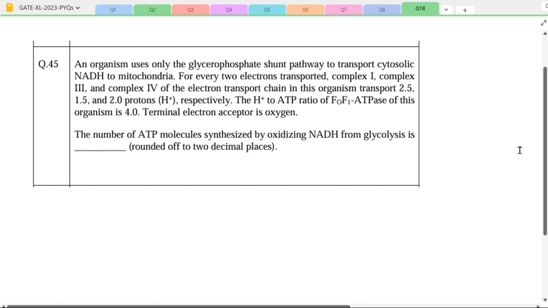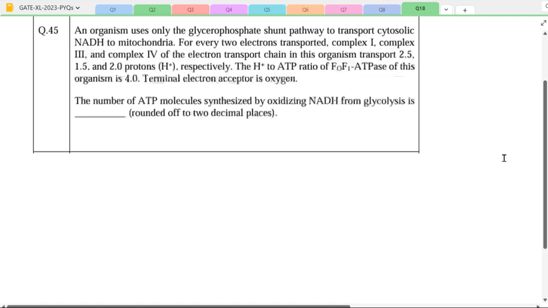The H plus to ATP ratio of F0, F1 ATPase of this organism is 4. Terminal electron acceptor is oxygen. The number of ATP molecules synthesized by oxidizing NADH from glycolysis is what? You have to round it off to 2 decimal places.